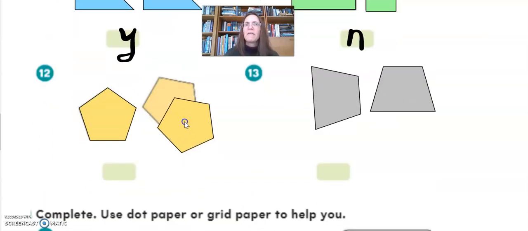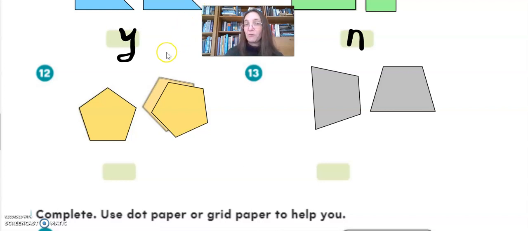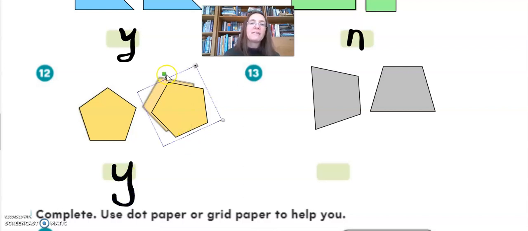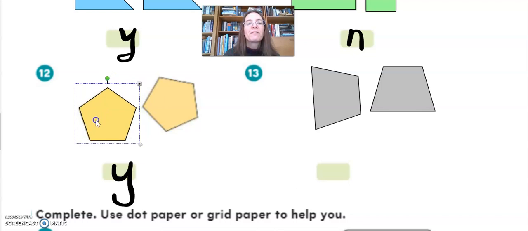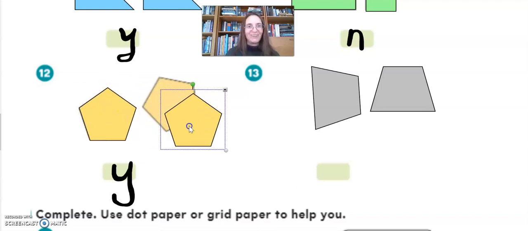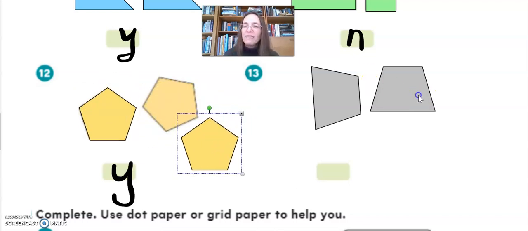Ooh, these pentagons. First of all, I am suspecting that some rotation or turning is involved here. But I think they are the same shape and same size. I'm going to put a yes there. That's my prediction. So now I'm going to take this pentagon and rotate it so that these bottom edges look like they're pretty parallel, and boom, they are. They are.